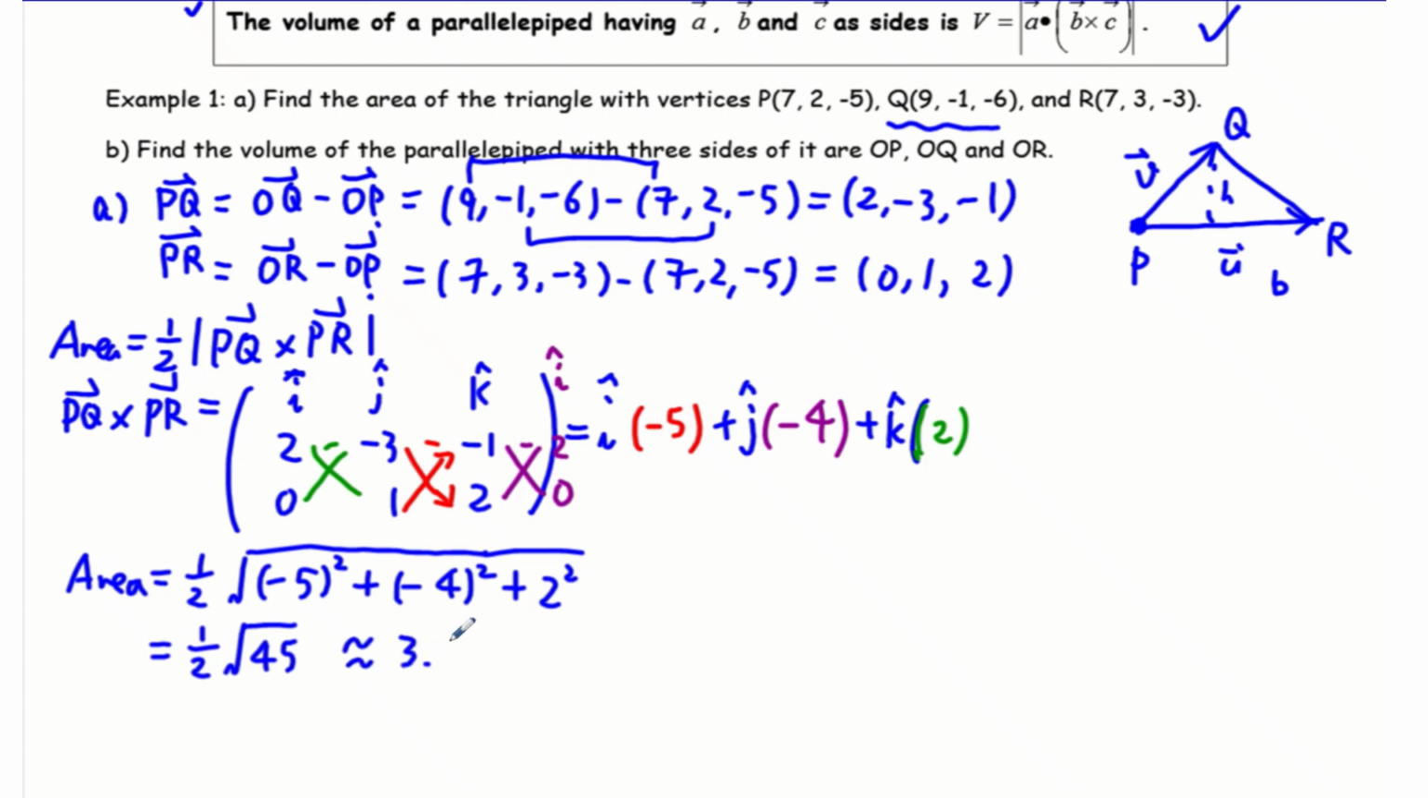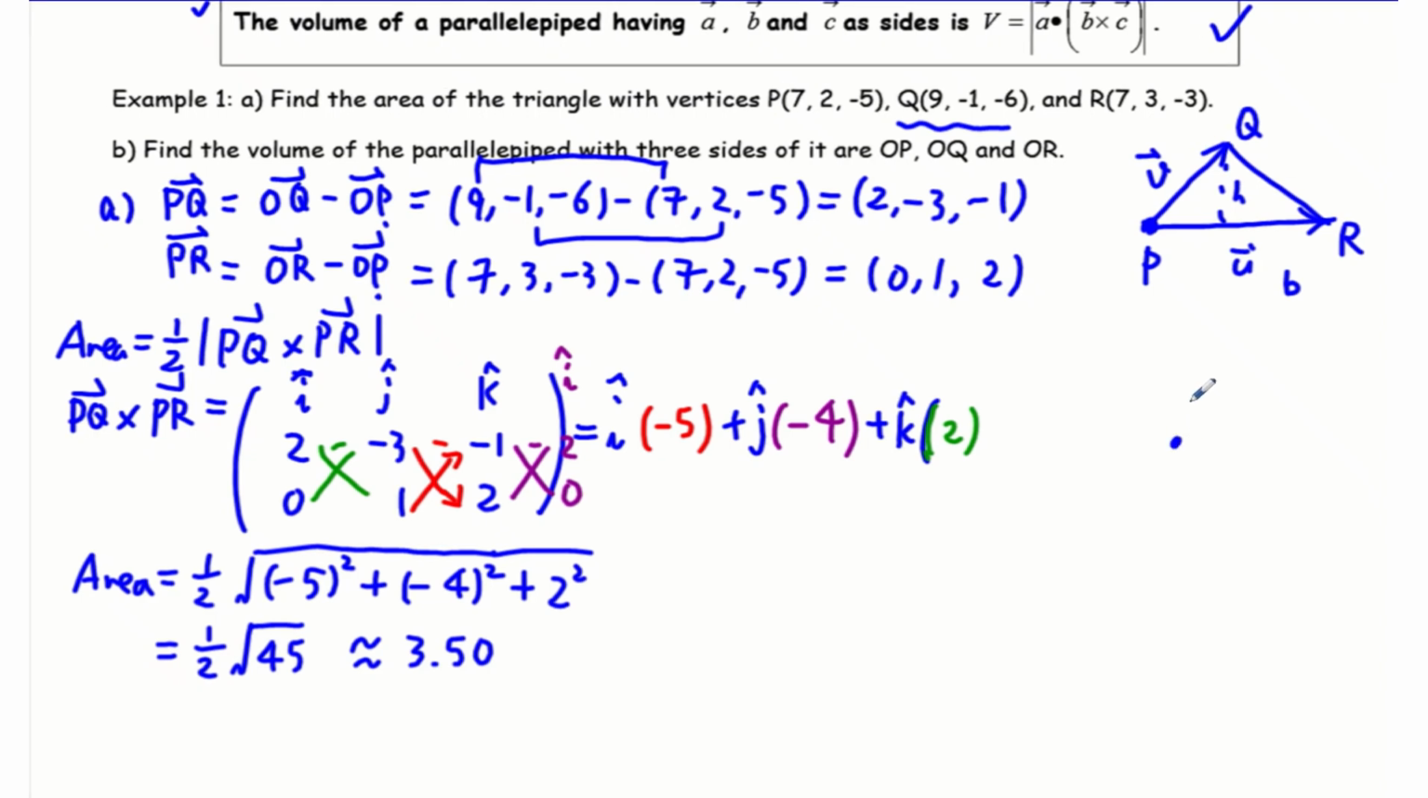Approximately 3.50. So the first one is done. The area of the triangle is 3.50 units squared. Then it asks you to find the volume of the parallelepiped with three sides OP, OQ, and OR.